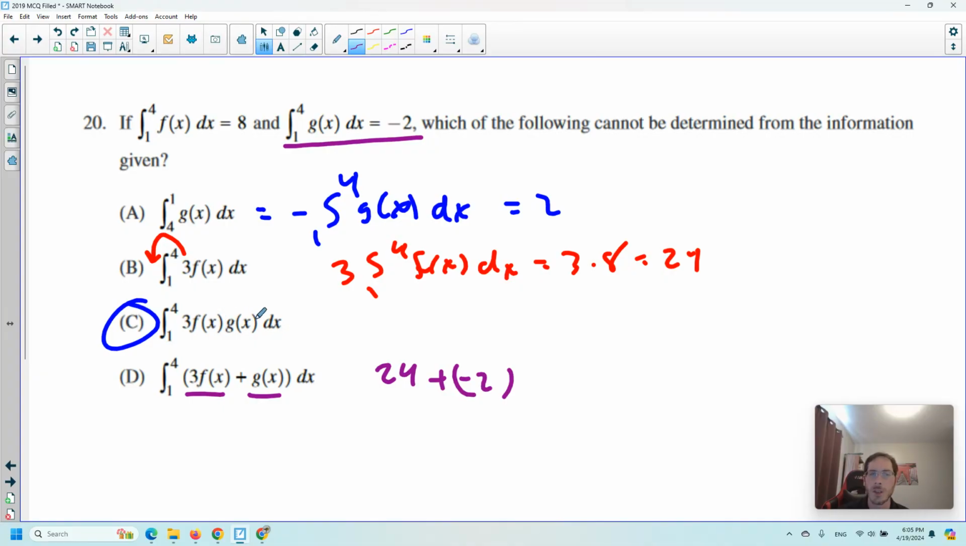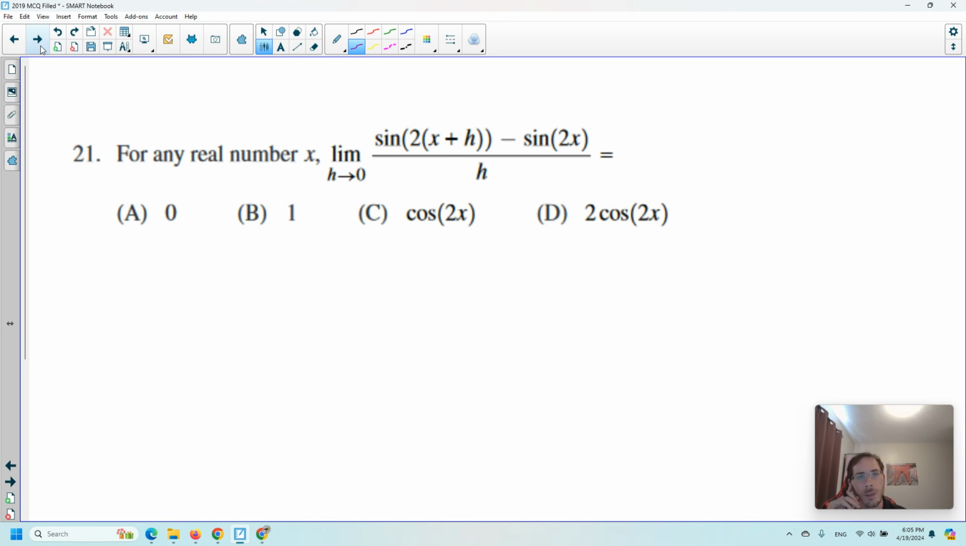So the only one we can't figure out is c. We said we're not allowed to multiply. There's no multiplication rule for the integrals. We just have to multiply them out. All right, 21, for any real number.